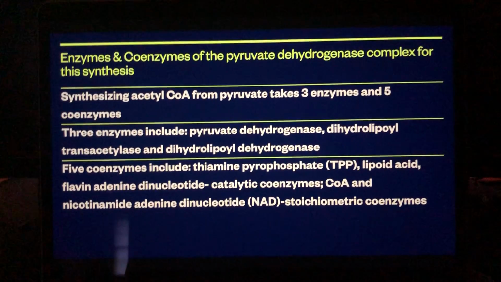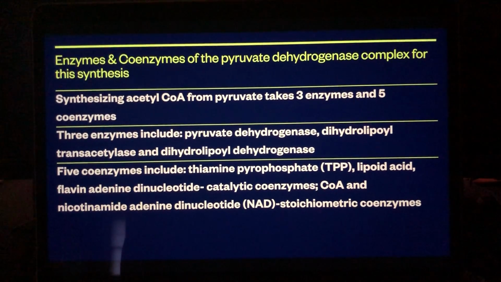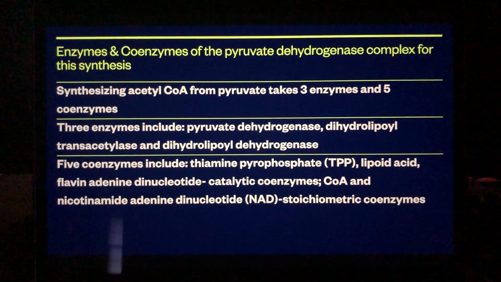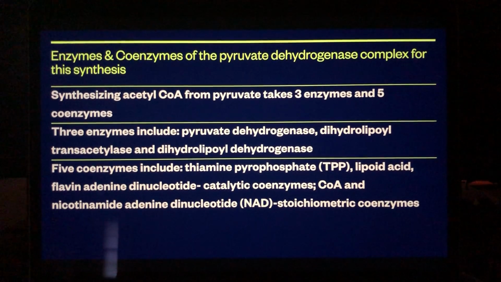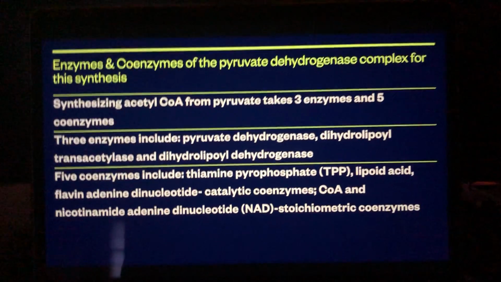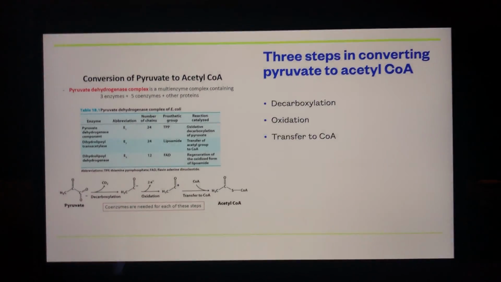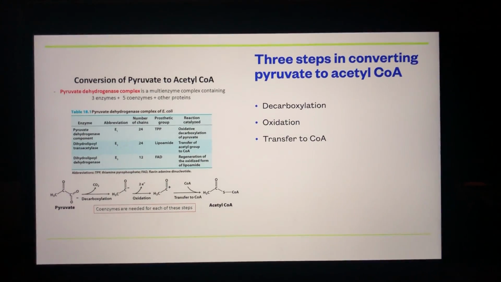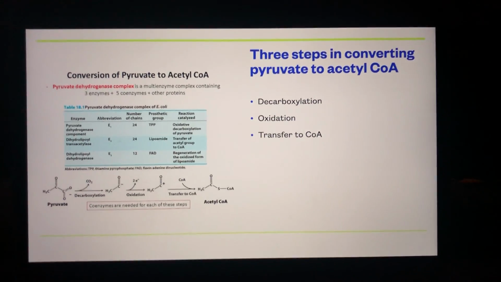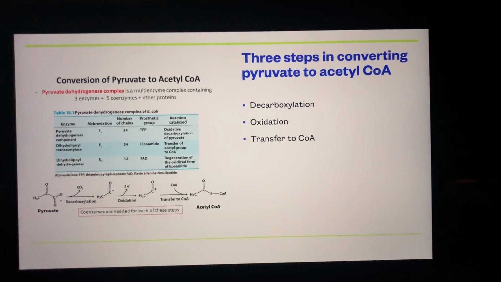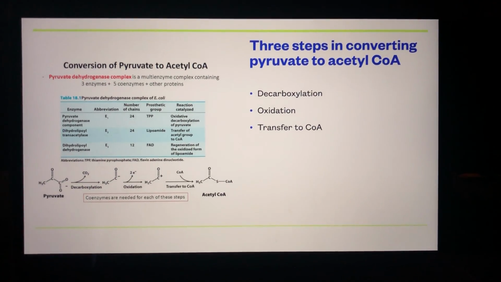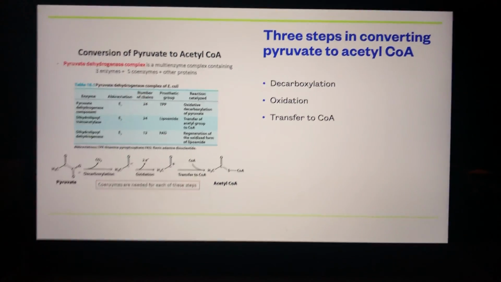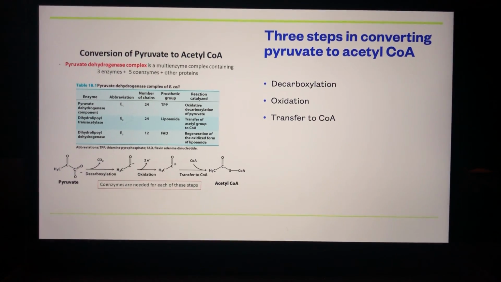The remaining 2, which are CoA and nicotinamide adenine dinucleotide, NAD, are both stoichiometric coenzymes. And so this synthesis has technically 3 different steps in the actual conversion of pyruvate to acetyl CoA. Those 3 different steps are the decarboxylation, the oxidation, and then the transfer to CoA.